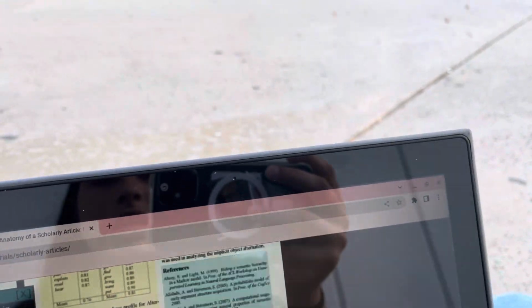And that is it. We are done. That was the anatomy of a scholarly article.